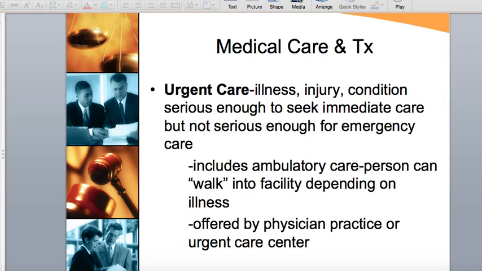Another level of care provided by healthcare systems is urgent care. Urgent care is an illness, injury, or condition that's serious enough to seek immediate care, but not serious enough for emergency care. This includes ambulatory care, and this just refers to a person's ability to walk into a facility, or take their own self to the facility for services rather than needing an ambulance to take them in. Also, this type of care is offered by a physician practice or an urgent care center.